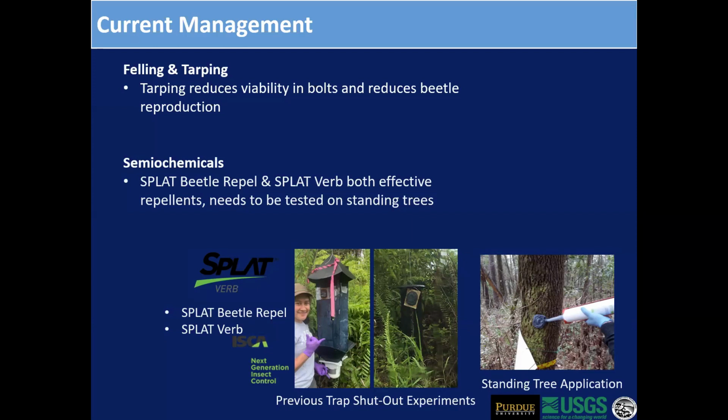And we've also been working on different semiochemical stuff. And so that's looking into the use of attractants and repellents. In trap trials, we've found that SPLAT Beetle Repel and SPLAT Verb are both effective repellents. And we're hoping to obtain funding to work on applying these repellents to standing trees in the field.